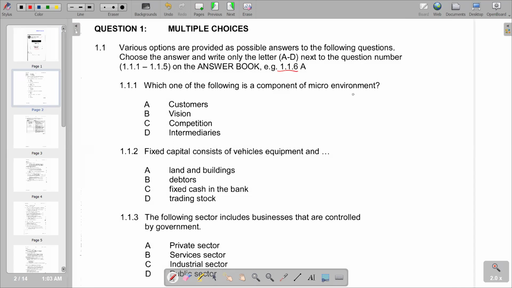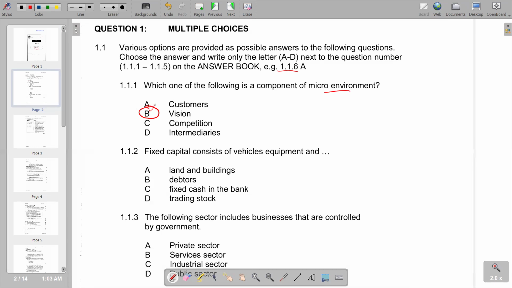We've got 1.1.1, micro environment. We know that the micro environment consists of all the factors that a business can control. These factors are within the business, that is the internal environment of the business. So basically, that's what we have in terms of the micro environment. According to the options that we are given, the only one that is within the context of the internal part is the vision. So we have vision as the correct response, which is B.